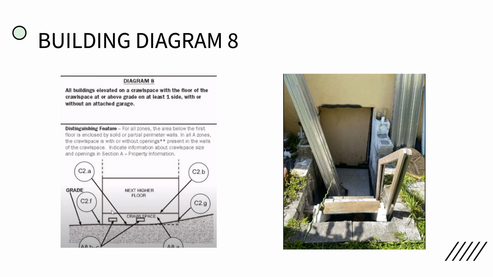Diagram 8 is a house with a crawl space. Anytime you have flood vents, you need the size and type of flood vents. All right. So if you have a crawl space, we want to know the elevation of the crawl space. We want to know the grade, of course, the next higher floor, and the flood vents.